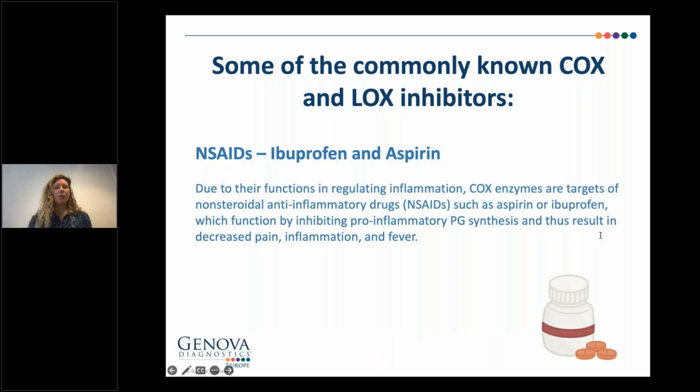So now many of you will most likely be familiar with some of the COX and LOX enzymes and some of the main inhibitory medications that are commonly used to prevent the pro-inflammatory prostaglandin production of those COX and LOX enzymes. So things like ibuprofen and aspirin. Their main function is to inhibit the function of COX and LOX enzymes, and that of course inhibits the production of pro-inflammatory prostaglandin synthesis, and of course that then results in decreased pain, inflammation, and fever.